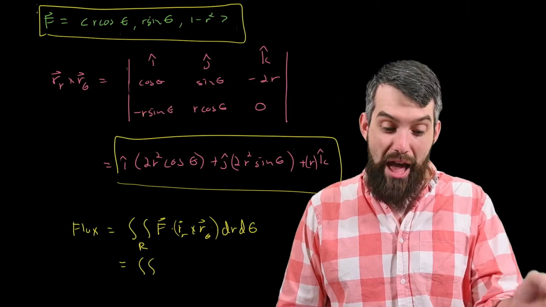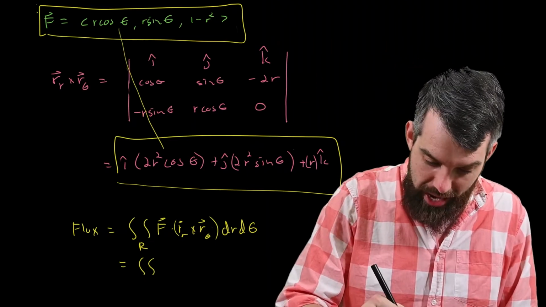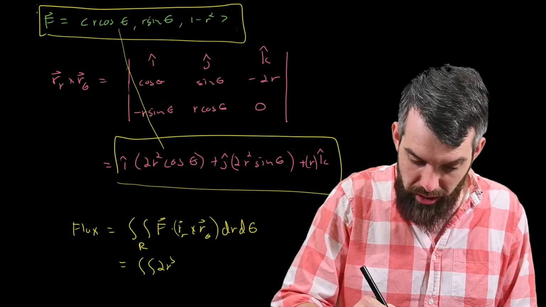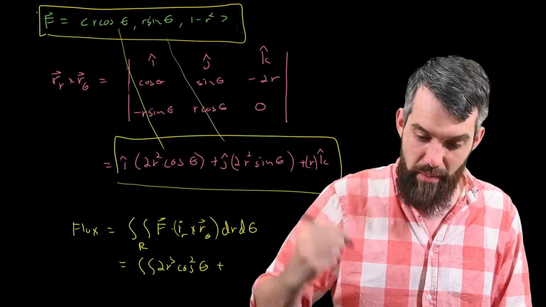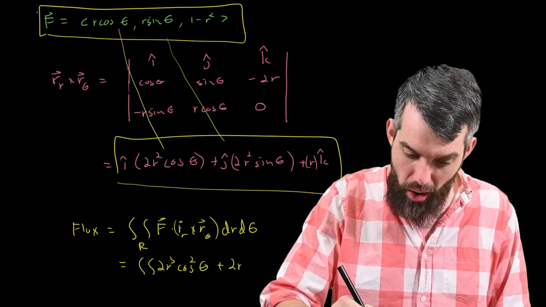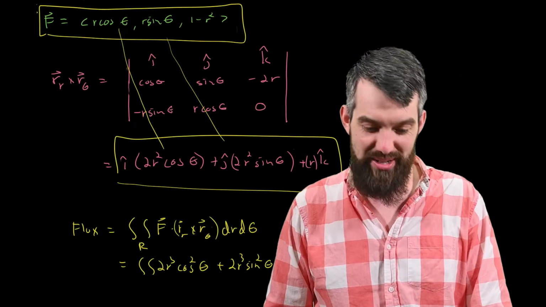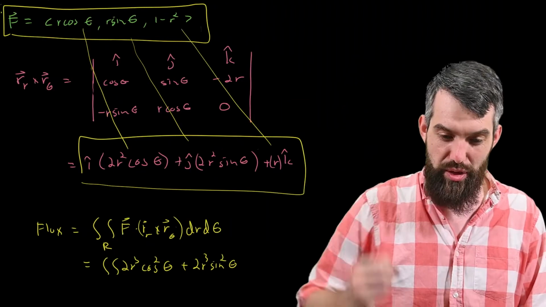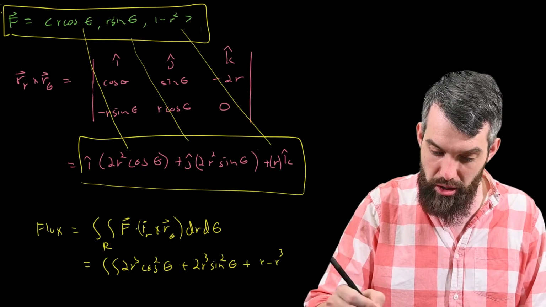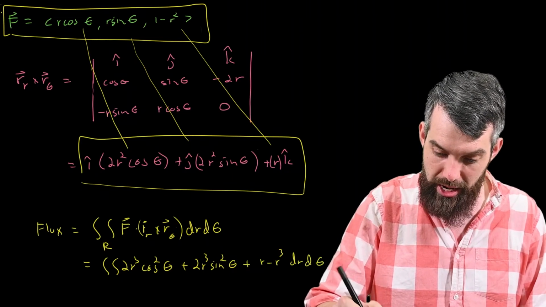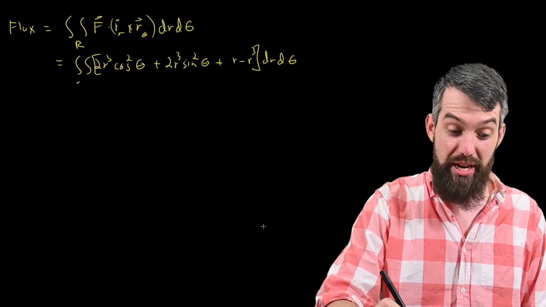And then my F dot the cross product, well, it's sort of the first component there and the first component there multiplied together. So I have a 2, looks like r cubed cosine squared theta. Then the second component squared looks like a 2r cubed sine squared theta. Oh, I always love those cosine squareds and sine squareds coming together that way. And then finally comparing the third components is going to be a plus r minus r cubed. And then all of this dr d theta. Here I'll put in some brackets. So that's the expression that I'm interested in focusing on.